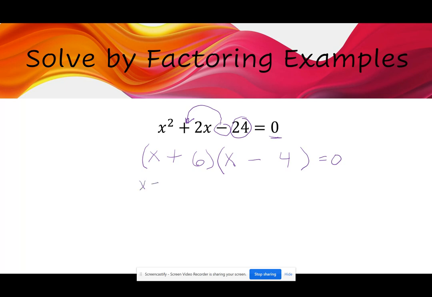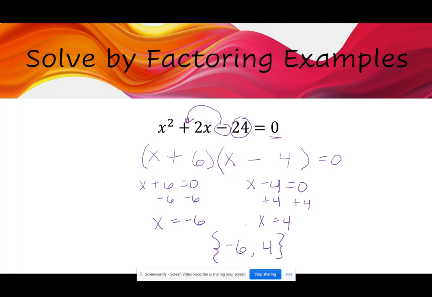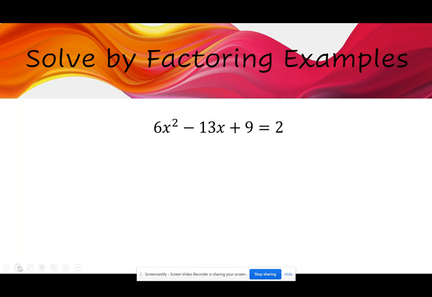Set each one equal to 0. Subtract 6 to solve. We get x equals negative 6 and x equals 4. Then you're going to write your final answer in brackets. It doesn't matter which one goes first. And that would be your final answer.